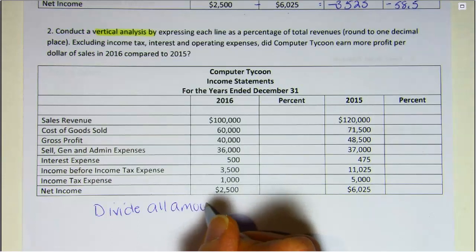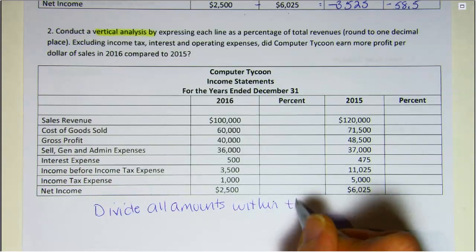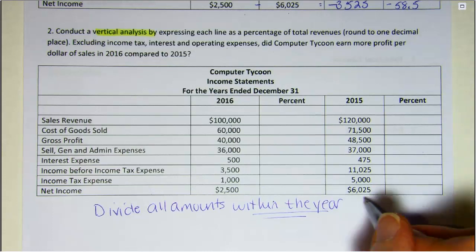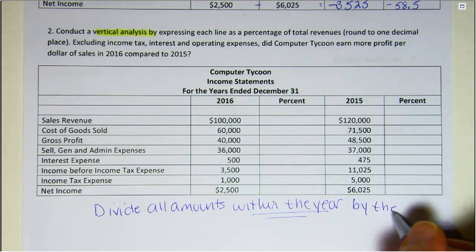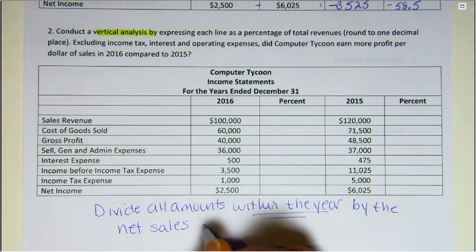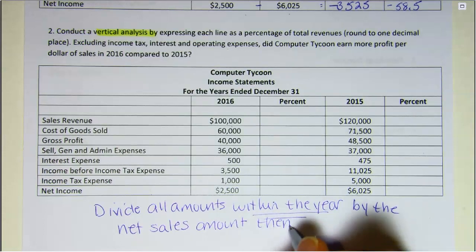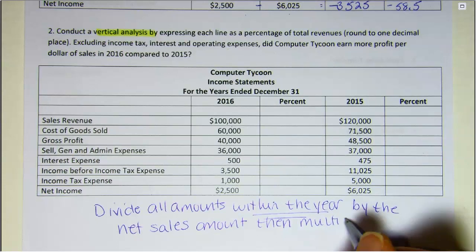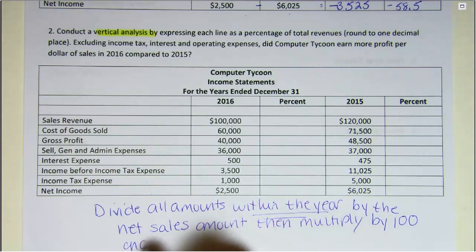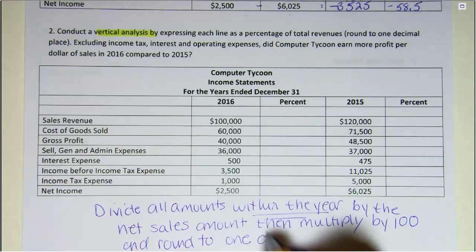Divide all amounts, and this is important, within the year. Stay within the same year. By the net sales amount. In this case, it's sales revenue amount. Then multiply by 100 and round to one decimal place.